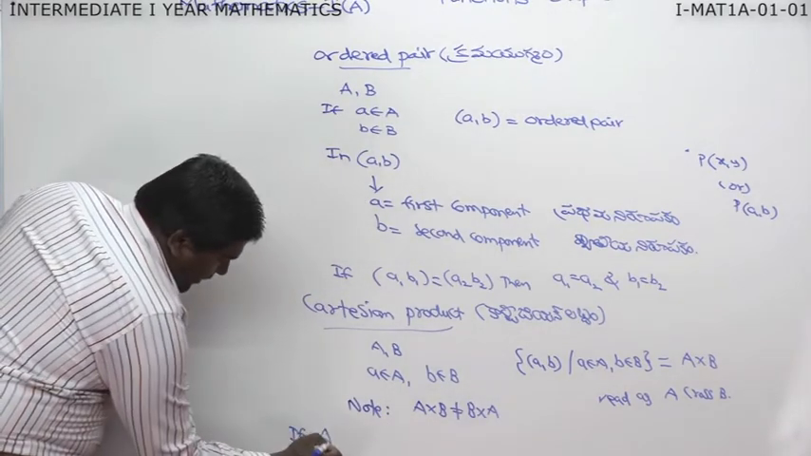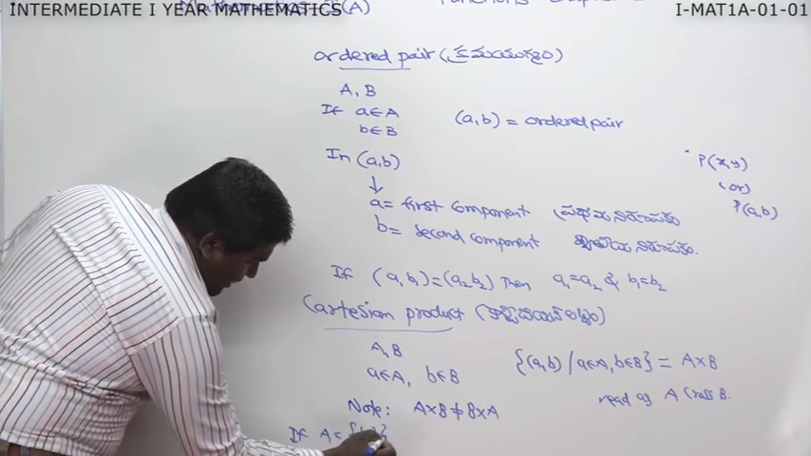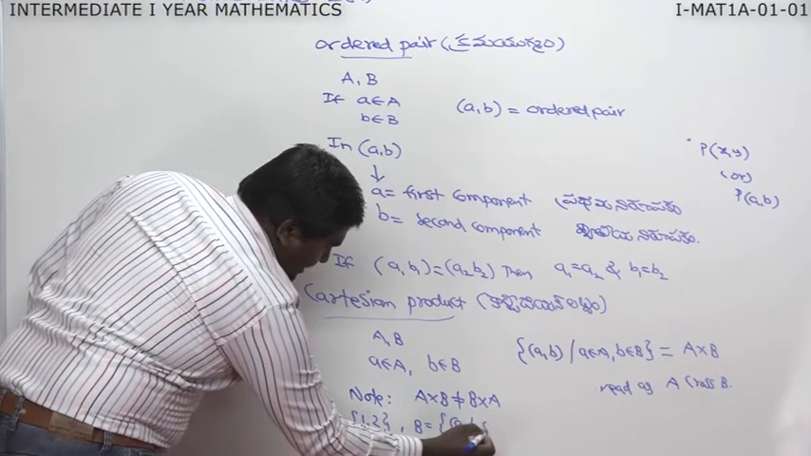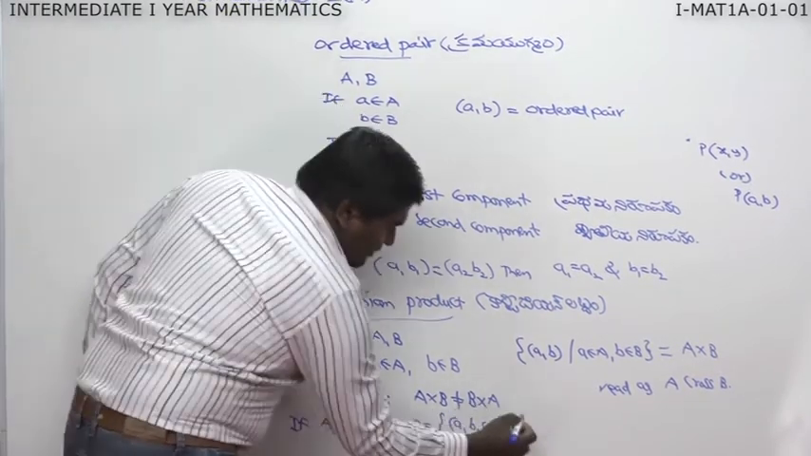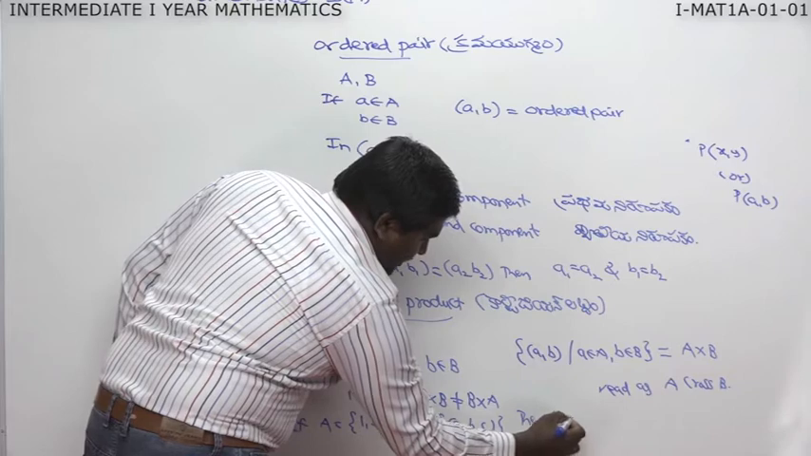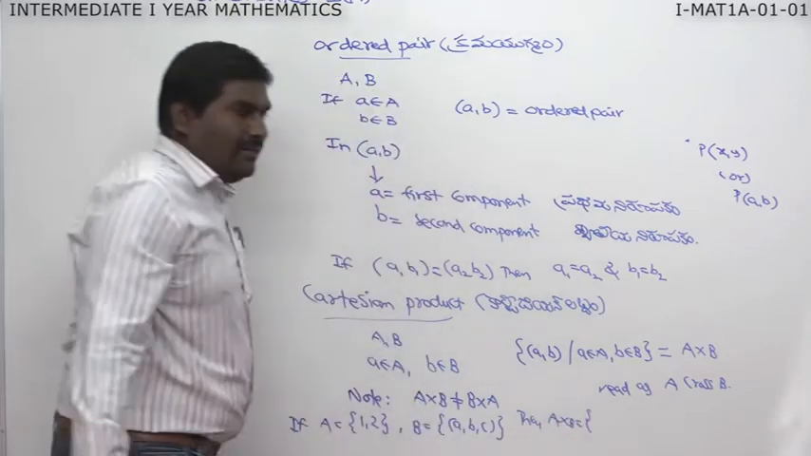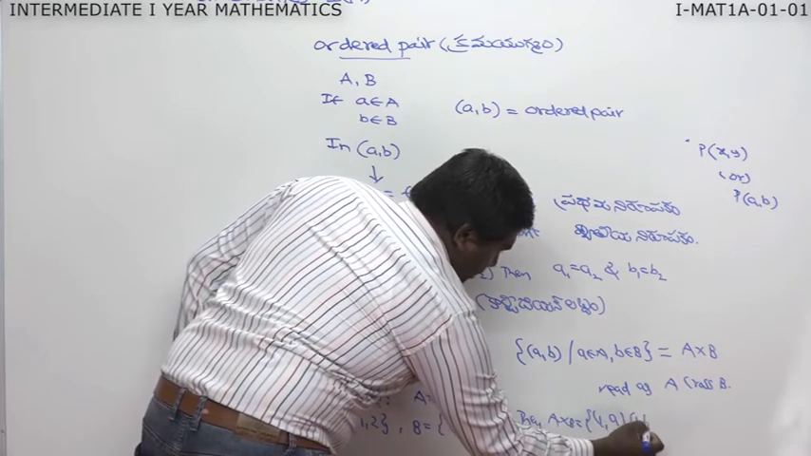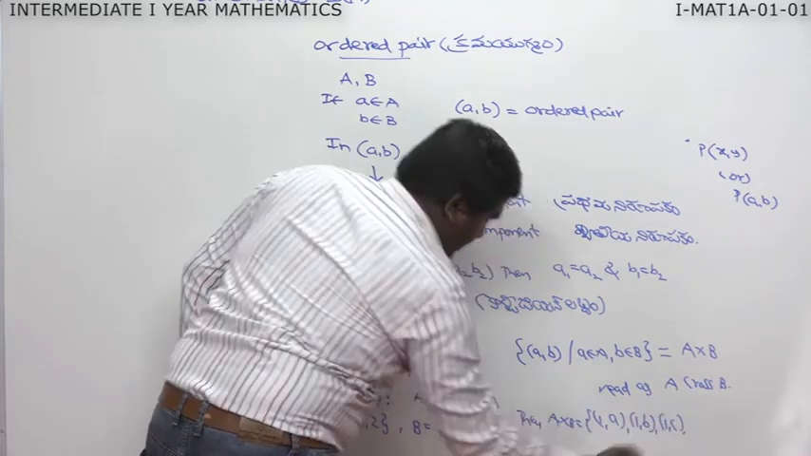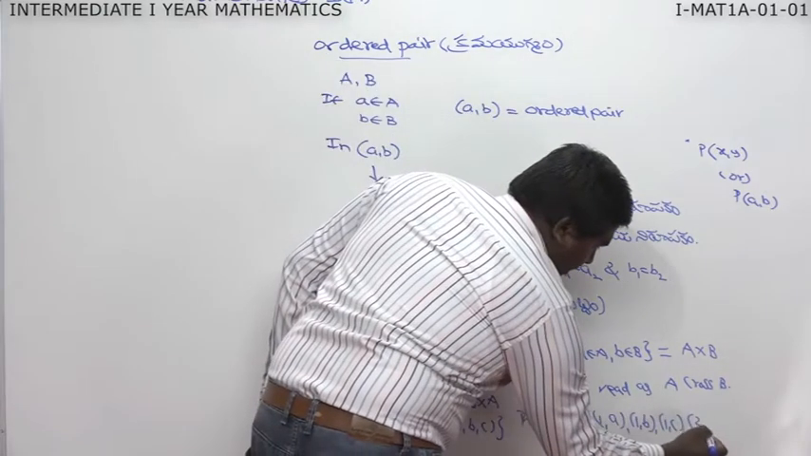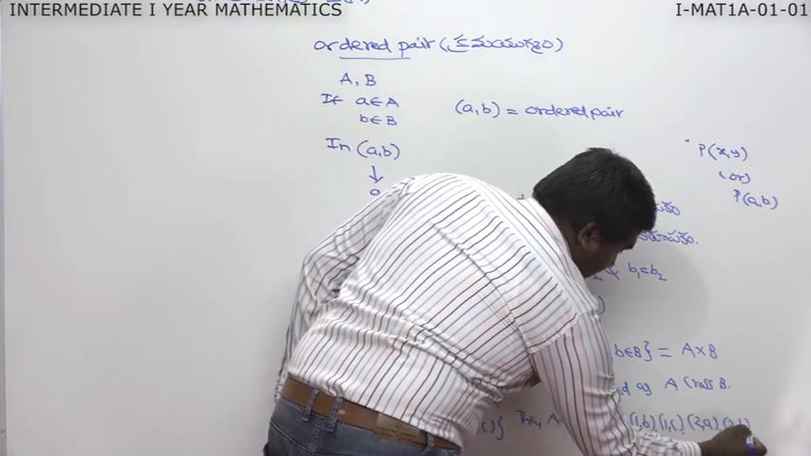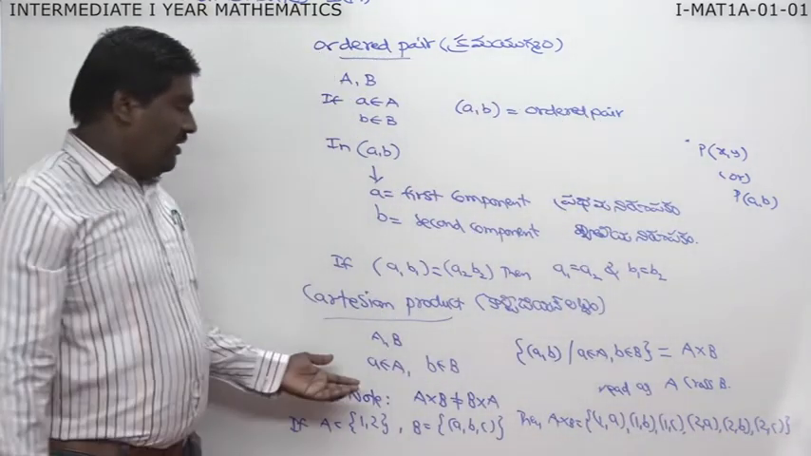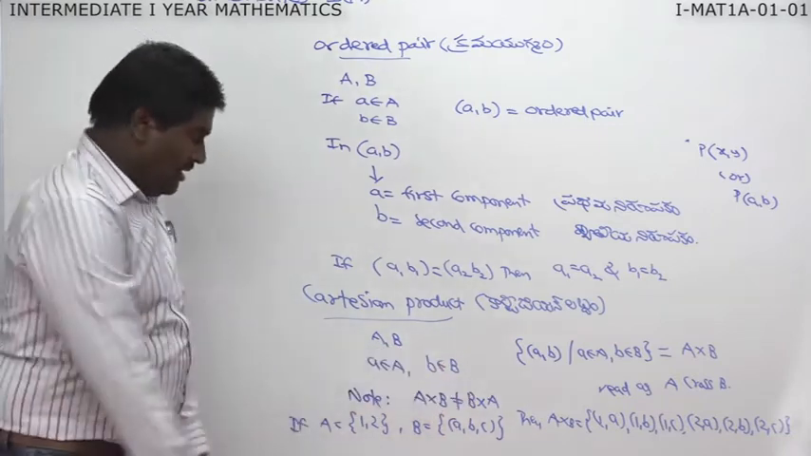If A is the set containing elements 1, 2, and B is the set containing the elements a, b, c, then A cross B is the set containing the ordered pairs (1, a), (1, b), (1, c), also (2, a), (2, b), (2, c). It is the Cartesian product of the sets A and B.